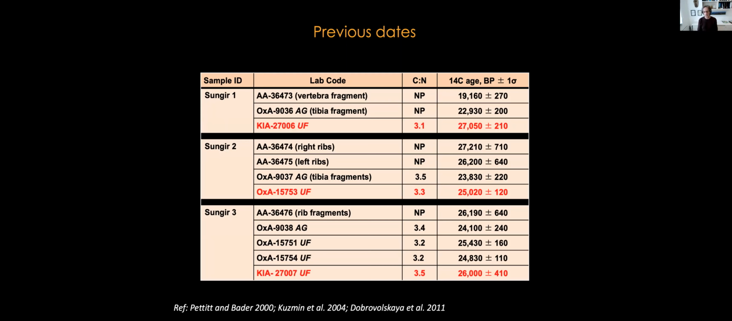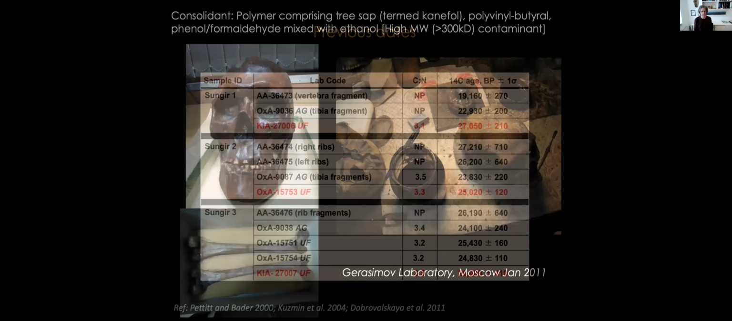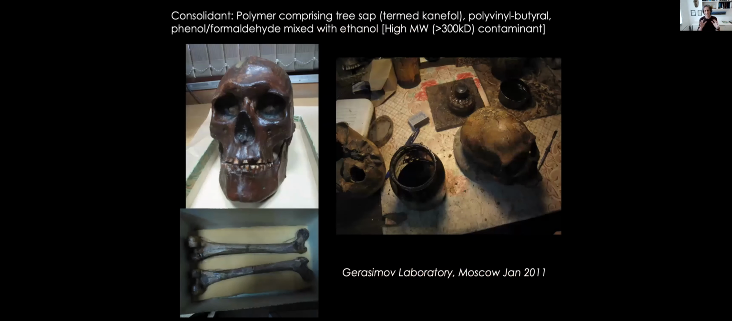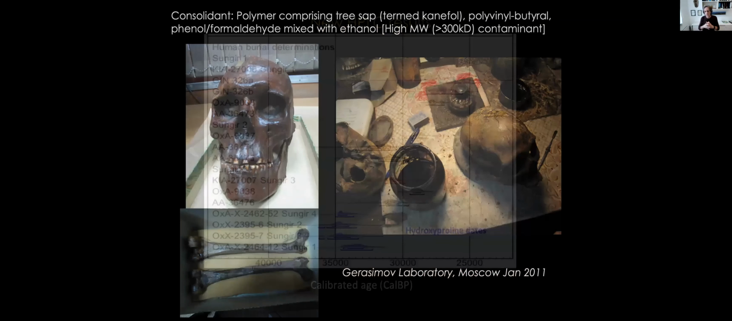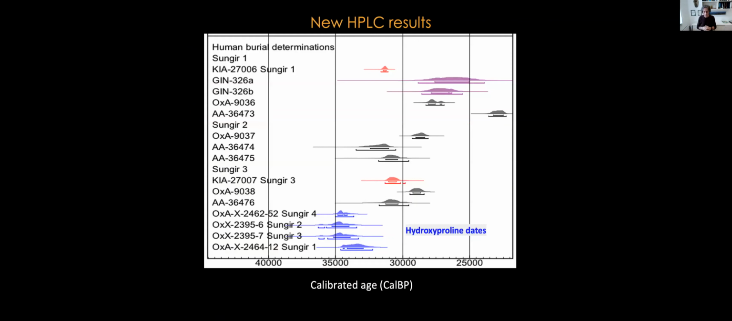In fact, when we see the bones themselves, we can immediately tell that there is some additive on the surface. Here's the skull of Sunghir 1 on the left. What they've added here is a polymer which comprises several different types of material, including tree sap and formaldehyde and ethanol. And they painted this onto some of the bones. And this is why the dating of the bone is proven to be particularly difficult.